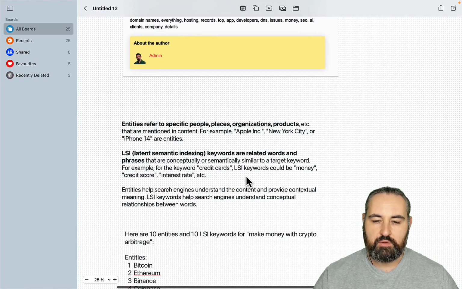And then LSI keywords are related words and phrases that are conceptually or semantically similar to the target word. For example, for the keyword credit cards, LSI keywords could be money, credit score, interest rate, etc. Entities help search engines understand the content and provide contextual meaning. LSI keywords help search engines understand conceptual relationships between words.